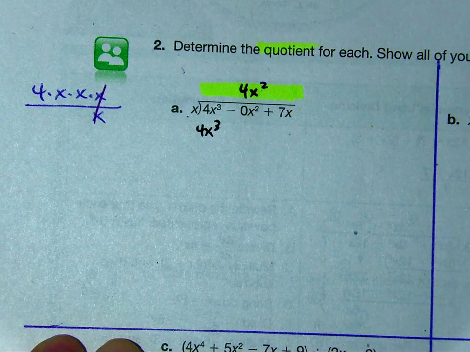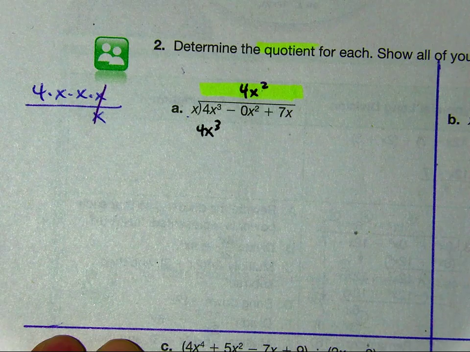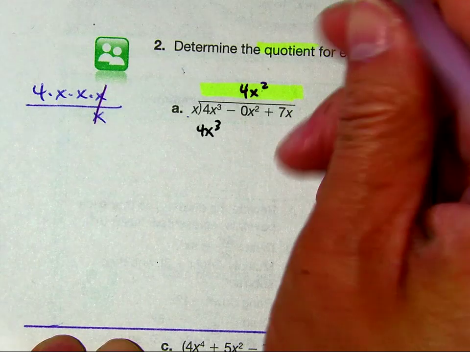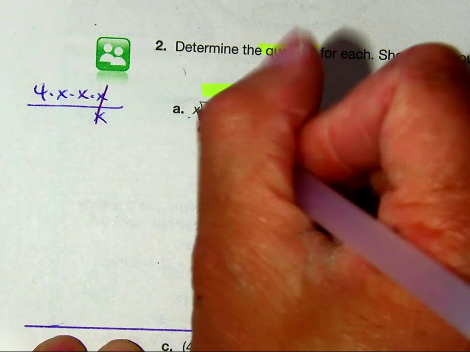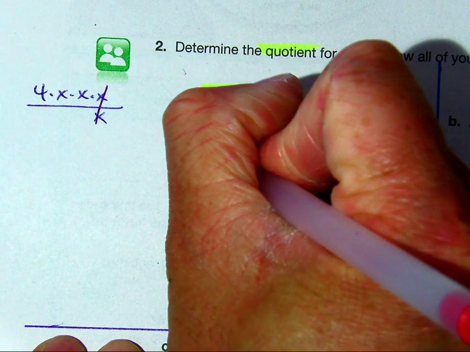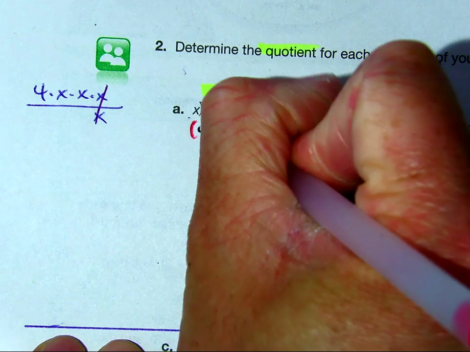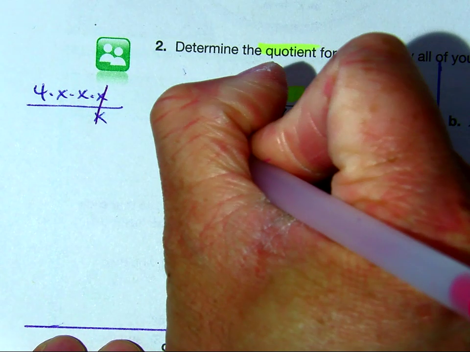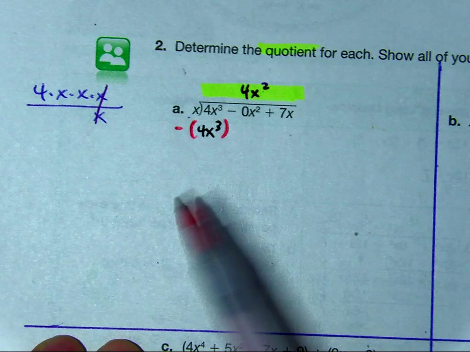Okay, this is how I do my subtraction. This is an easier problem. You're going to put those in parentheses. I'm going to do mine in red. And you're going to put this minus sign on the outside. They are like terms. 4 minus 4 is?